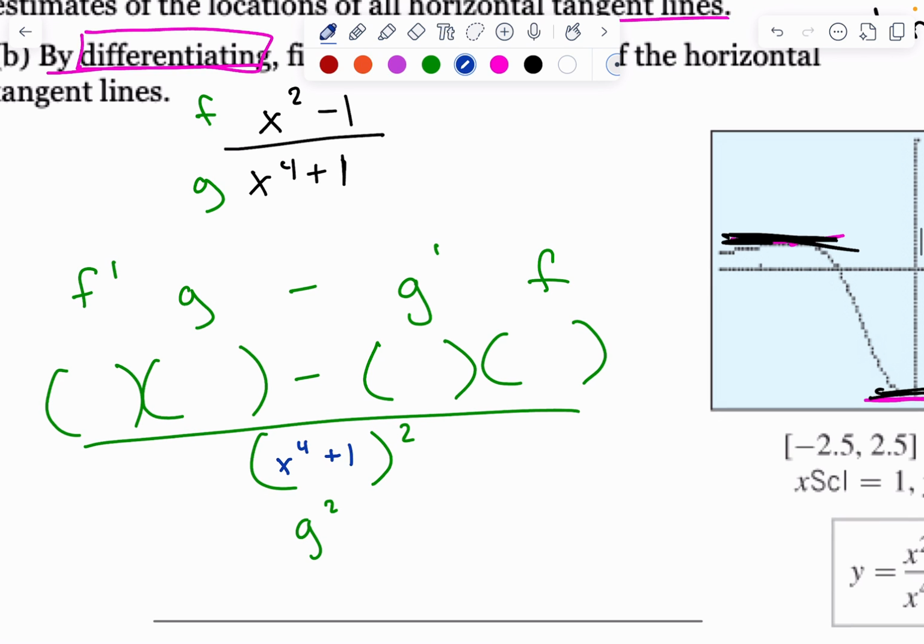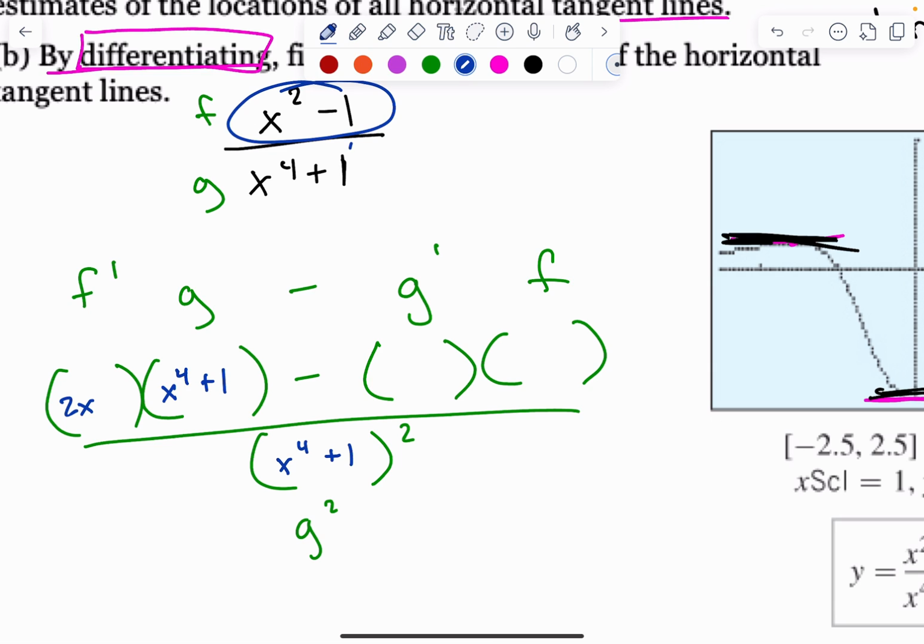On the top, f prime, if I want to take the derivative of this, derivative of x squared is 2x, and the derivative of negative 1 goes away, so there's that. G is x to the fourth plus 1. Cool. Then I've got g prime, and the derivative of x to the fourth is 4x cubed, but the derivative of plus 1 goes away, right? And then I've got f, which is x squared minus 1.